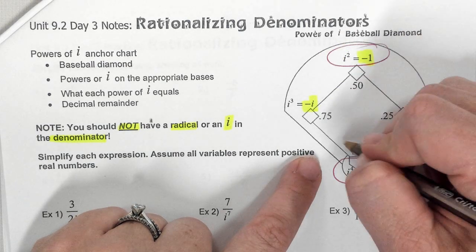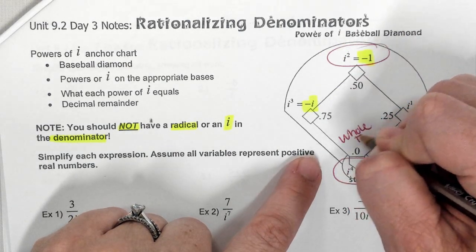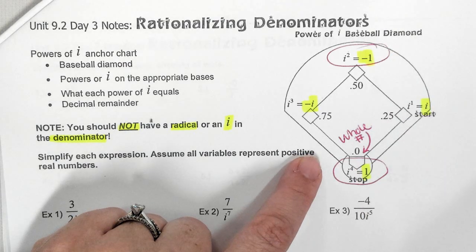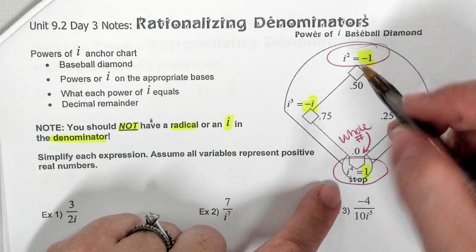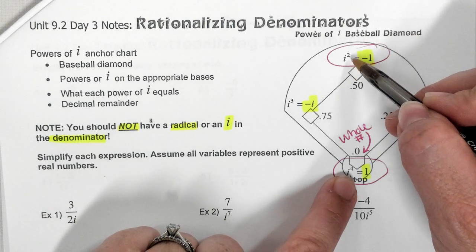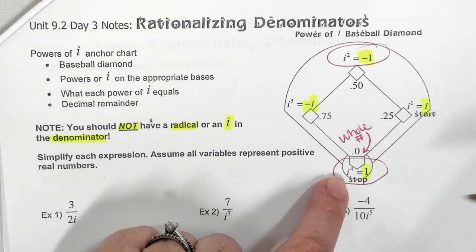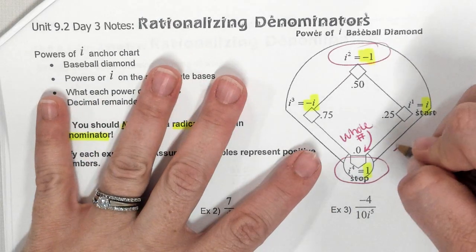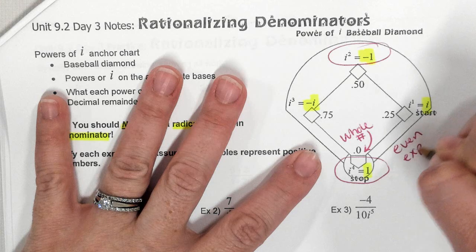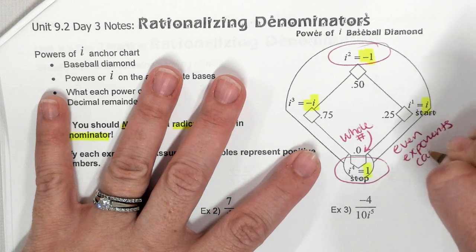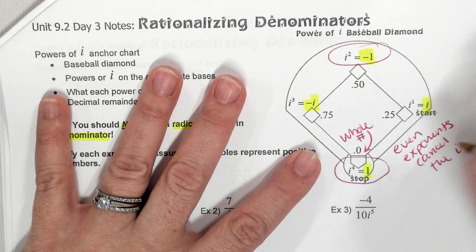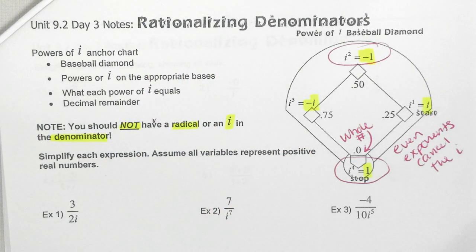Now, I want y'all to realize, this 0.0 is just a whole number. So if you're dividing in your calculator, 0.0 just means it's a whole number. Now, what do you notice about your exponents here? 2, 4? They're even numbers. So even exponents cancel the i. So that's what we want in our denominator: if it's an odd exponent with our i, we want to make it even because then we can cancel it.